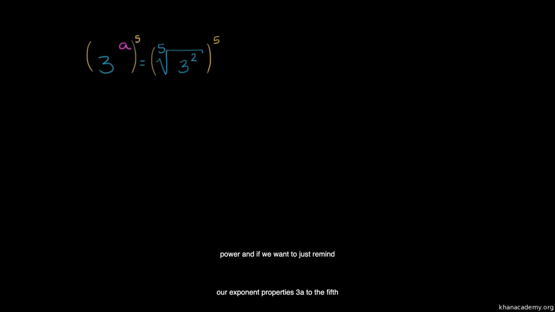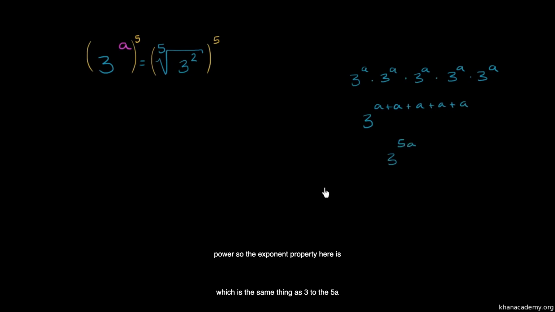And if we want to remind ourselves where that comes from, that's the same thing as 3 to the a times 3 to the a times 3 to the a times 3 to the a times 3 to the a. Well, what's that going to be equal to? That's going to be 3 to the a plus a plus a plus a plus a power, which is the same thing as 3 to the 5a power. So the exponent property here is, if you raise a base to some exponent and then raise that to another exponent, you multiply the exponents.